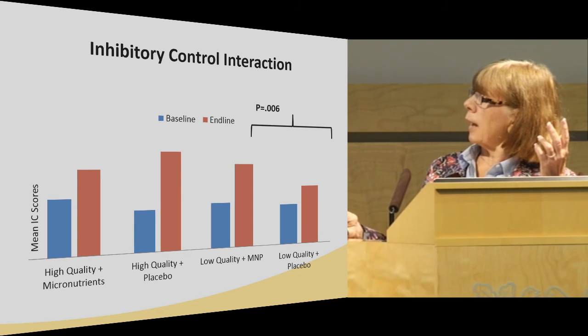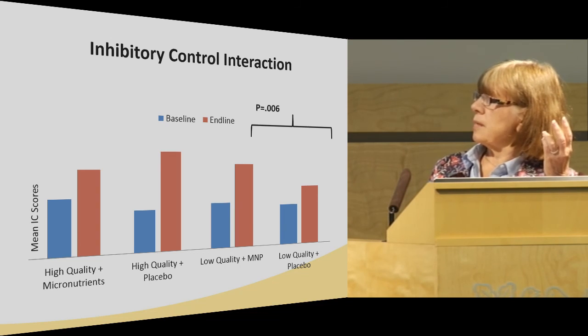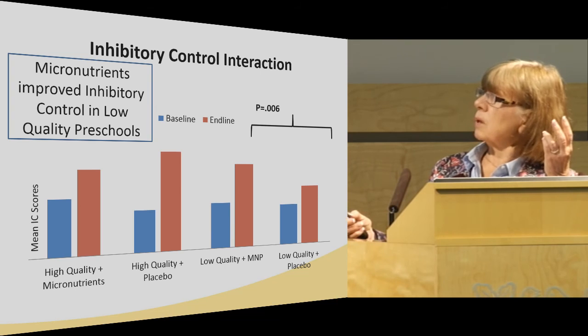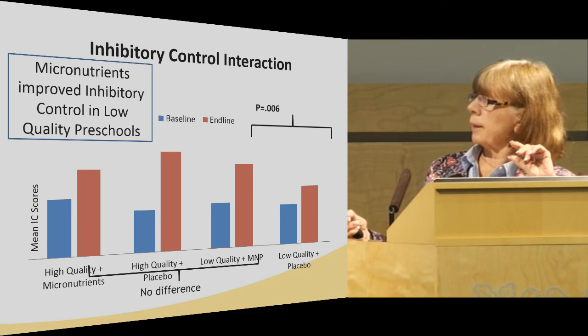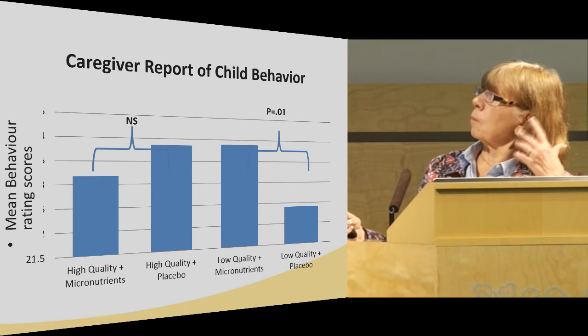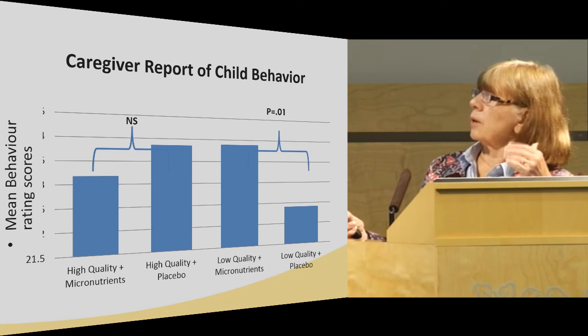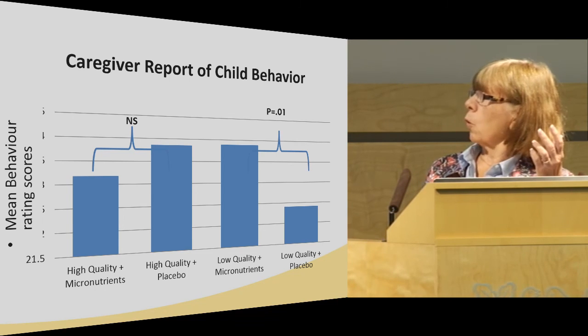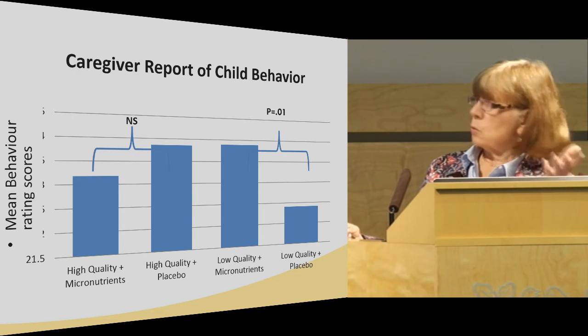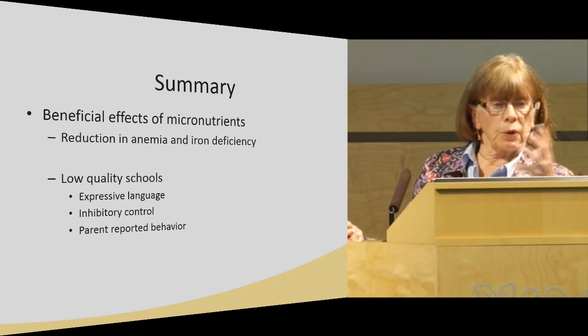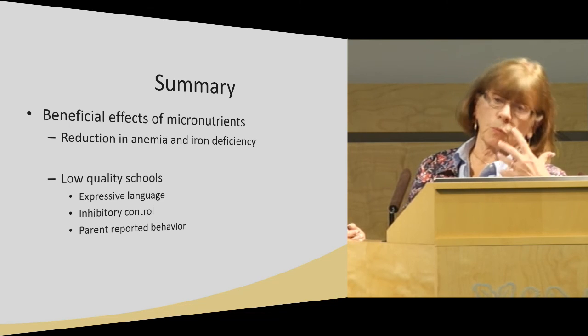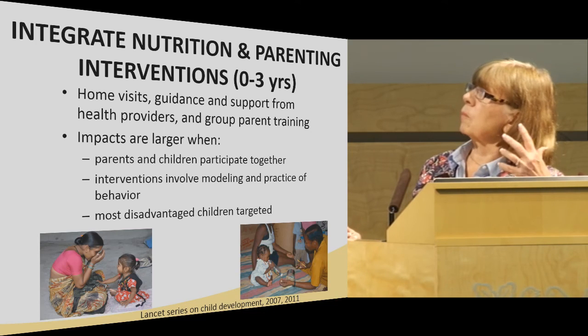And so when we look at it, again, you see the difference in the low quality, that those who received the micronutrient had much greater benefit than those who received the placebo. So again, the micronutrients improved inhibitory control in the low quality preschools. And a similar pattern in the caregiver report of the child's behavior: those in the low quality showed a benefit, those in the high quality didn't. So a summary was that when you consider context, you have a richer story than if you don't consider context.